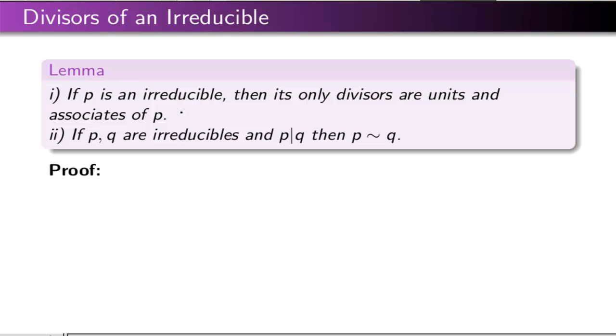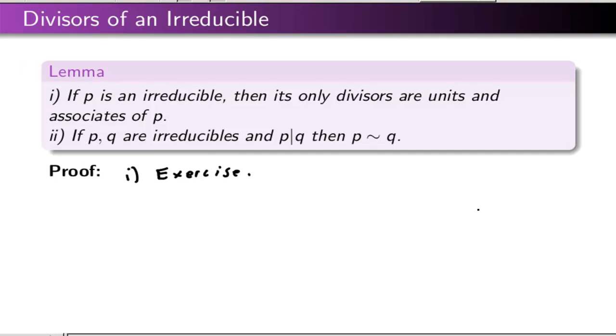Okay, finally, one other elementary lemma. If P is an irreducible, then its only divisors are units and associates of P. And that's essentially the definition. Right? To be irreducible means the only way you can break it up as a product U times V is to have either U or V a unit. So you can write that down for an exercise if you like.